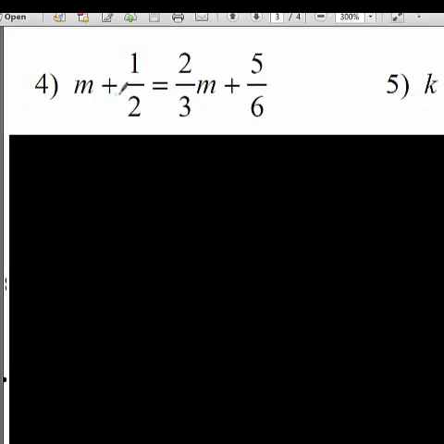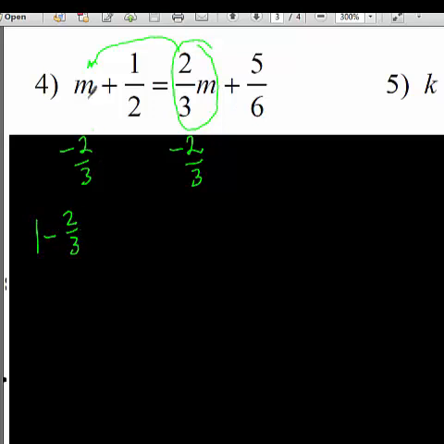All right, so for problem number 4, it's the same process, exactly what we do without fractions. We want to combine our like terms, so I want to move that over there. I'm subtracting 2/3 from both sides. Now I have 1 minus 2/3 as far as the m's are concerned.